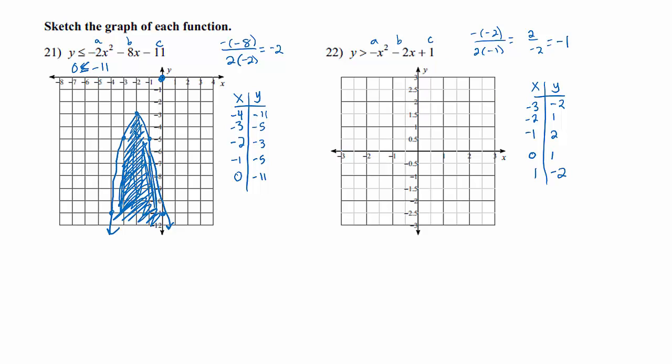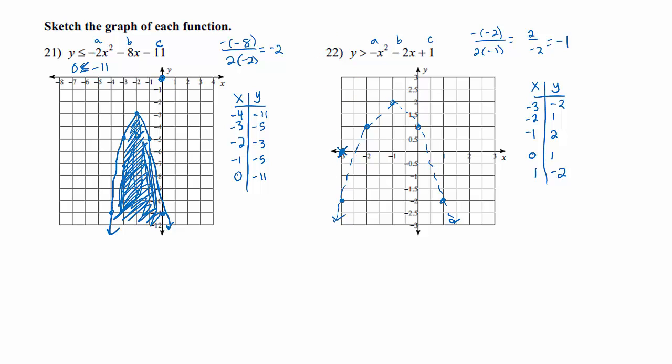I didn't draw that in the right spot. That should be negative 3, negative 2, negative 2, 1, negative 1, 2, 0, 1, 1, negative 2. So I'm going to draw that dashed. And it's greater than. And so if I put my pencil on my parabola and draw up, that's the direction of greater than, so I'm going to shade outside of my parabola.